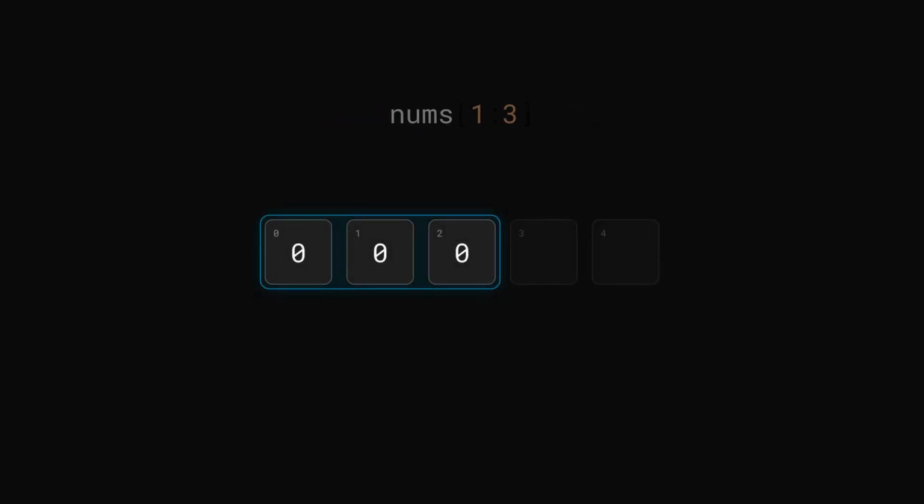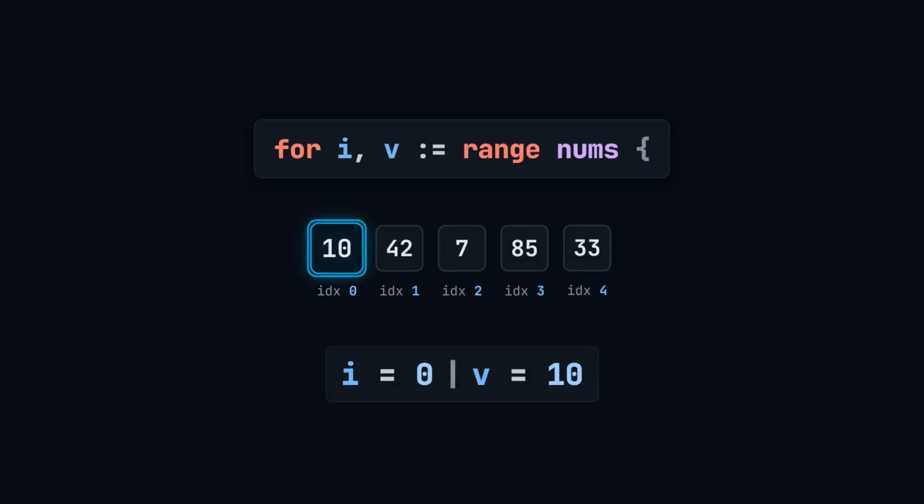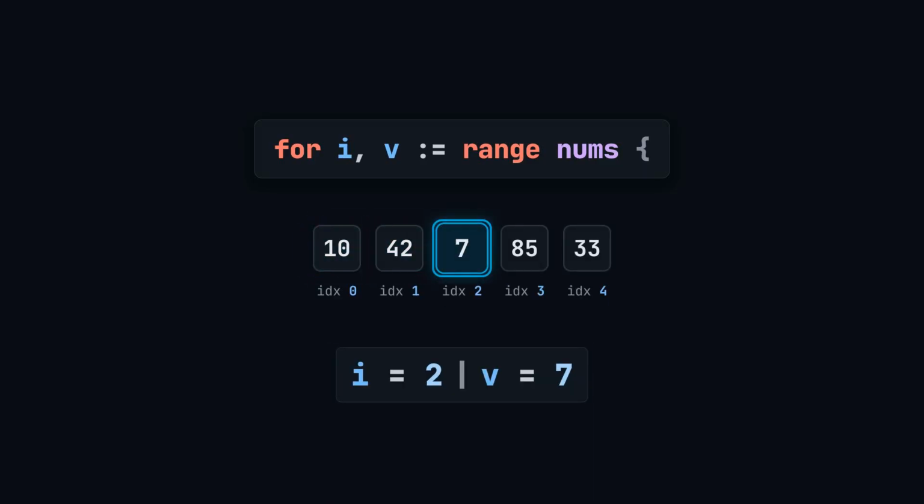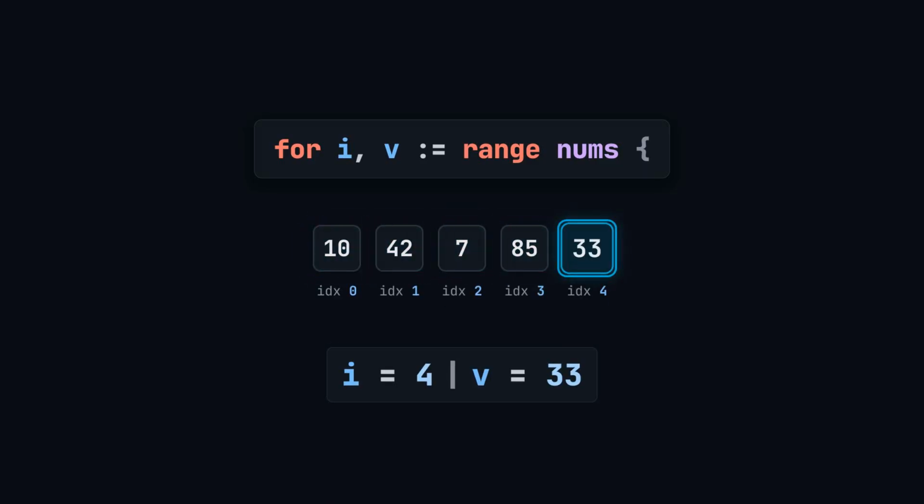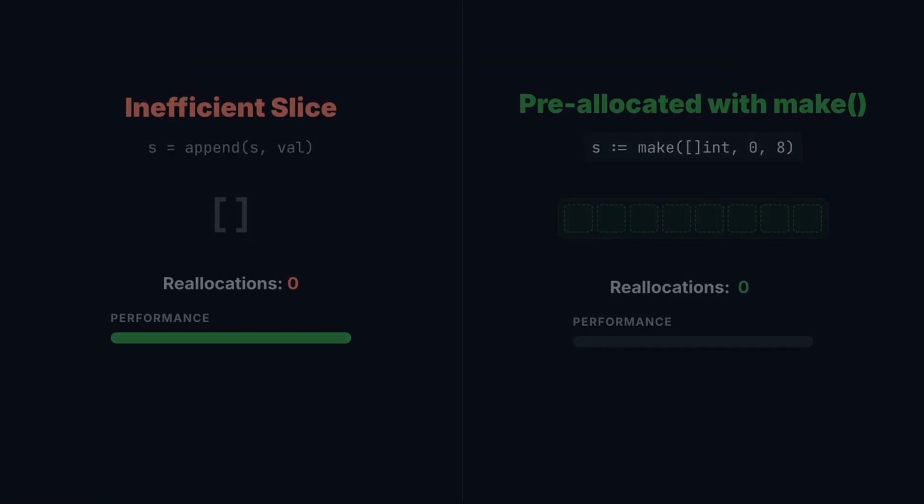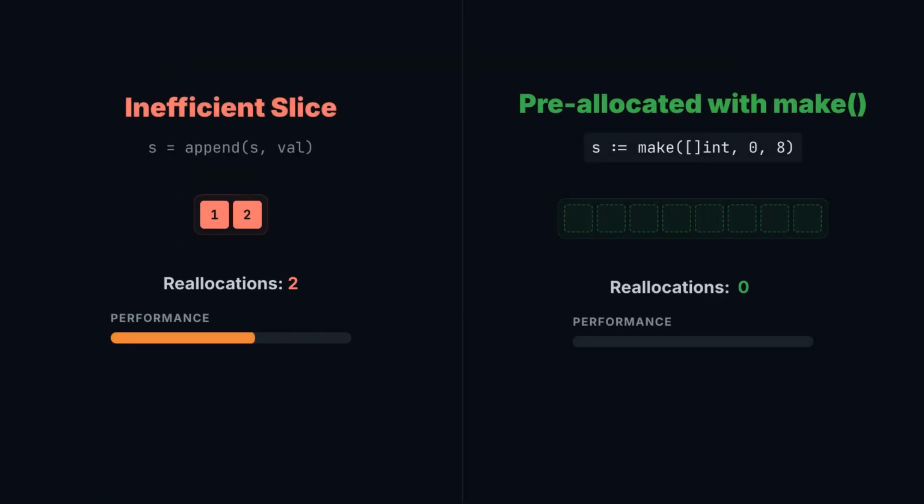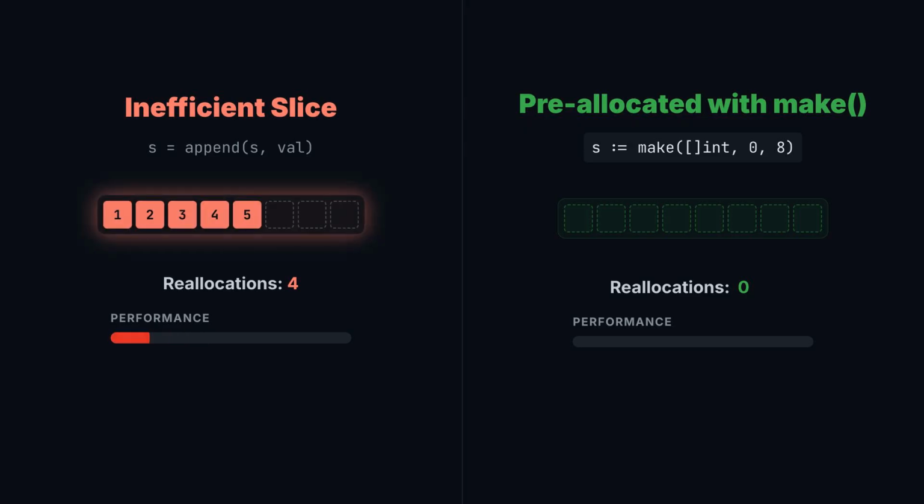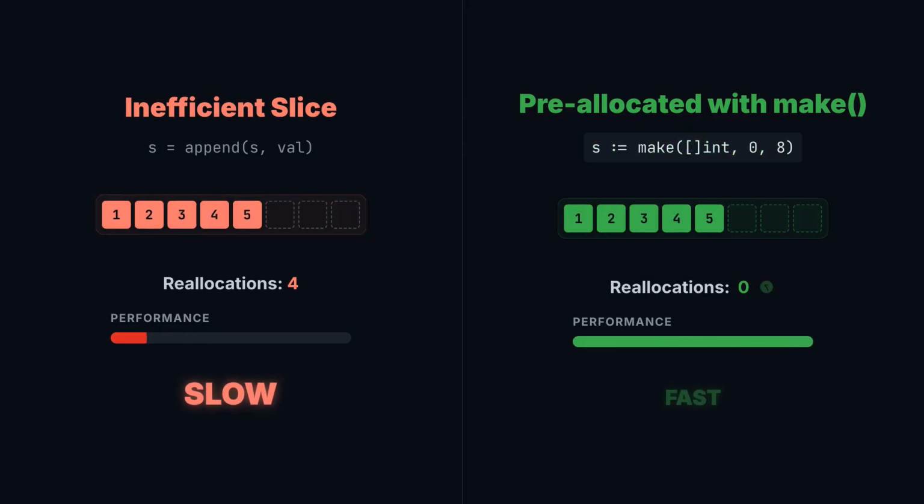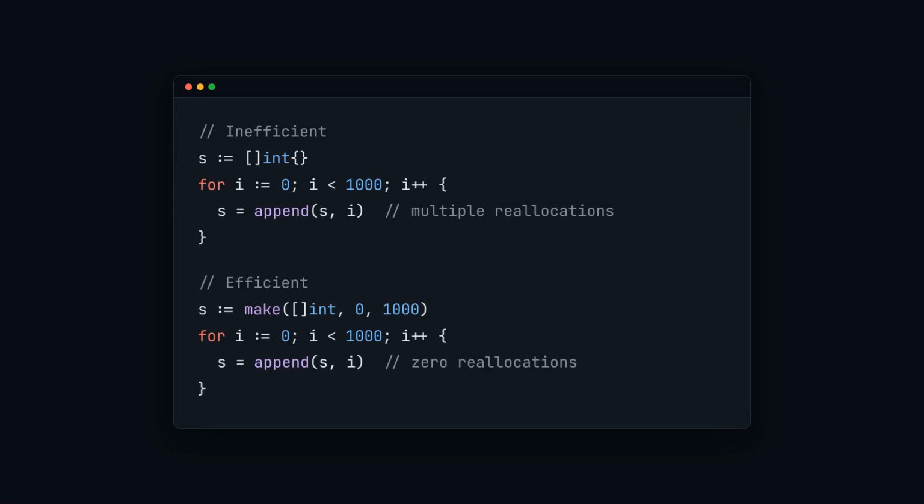You can also create subslices using slicing operations, which lets you work with parts of existing data. To work with slices, you often loop through them using range. This gives you both the index and the value for each element. For better performance, it's often useful to pre-allocate capacity using make. This reduces memory reallocations and makes your programs more efficient. And now you understand arrays and slices, one of the most important concepts in Go.